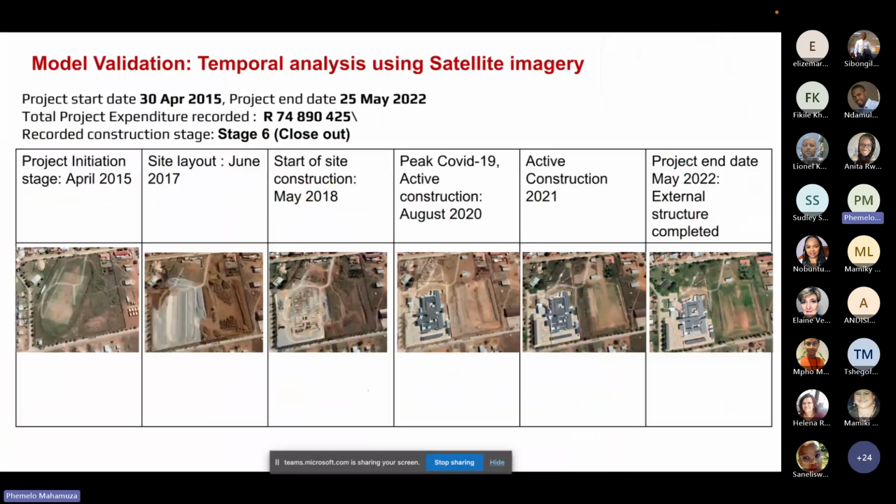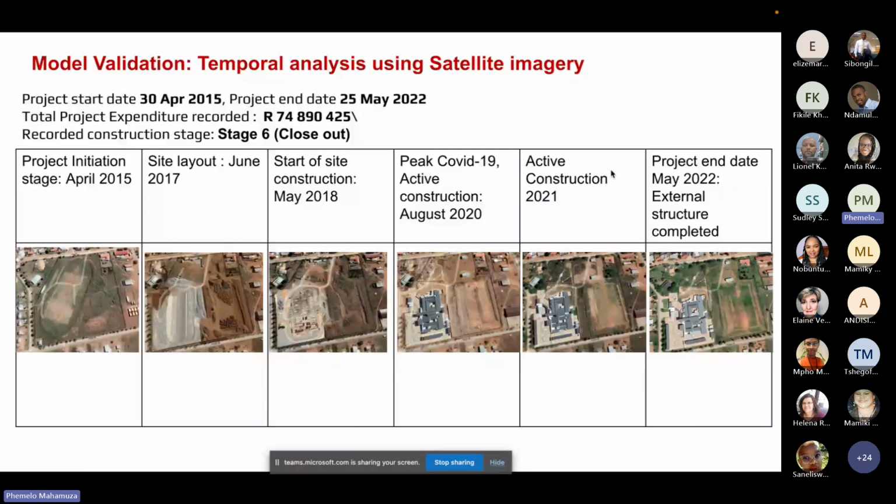Then we just, to kind of show you basically how the model filtered over time. As you can see there, looking at the project, it started in, as I said, April 2015, we can see that work on site only started in 2017. Now, I want you to bear this in mind towards the end. We can then see that construction actually finished in 2022, though it was recorded that it finished in 2023.